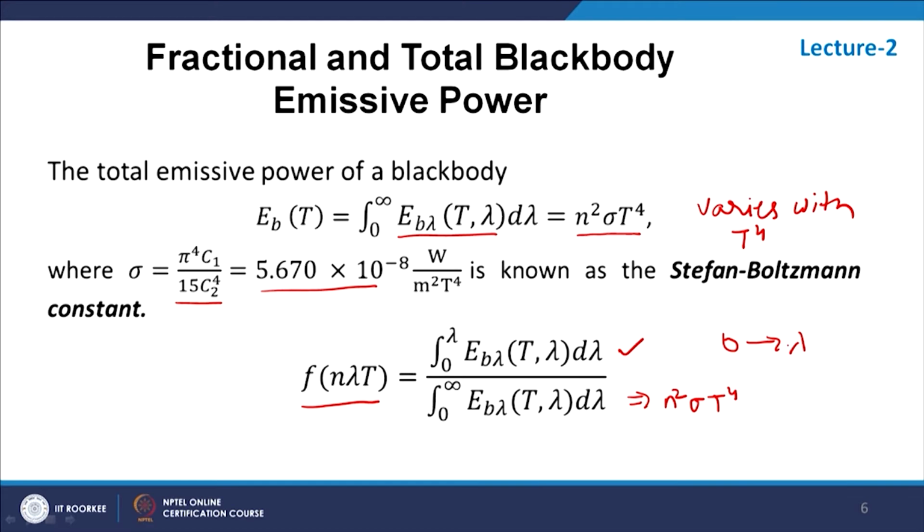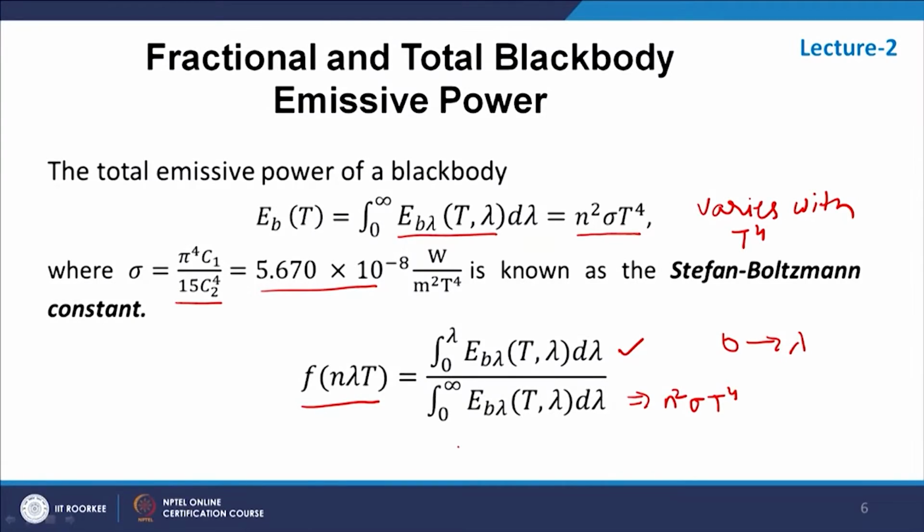Now, if you are interested in finding the amount of energy emitted between lambda 1 and lambda 2, in two different wavelength regions, all you have to do is find E lambda 1 to lambda 2, that is the amount of energy emitted by a black body between these two spectral ranges. It will be equal to F(0 to lambda 2 T), that is the amount of energy emitted between 0 to lambda 2, minus F(0 to lambda 1 T), that is the amount of energy emitted within the range 0 to lambda 1. So, the difference between these two will be the amount of energy emitted between lambda 1 and lambda 2.